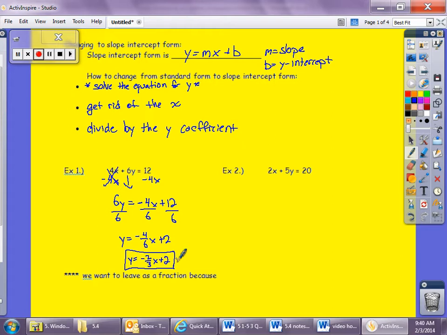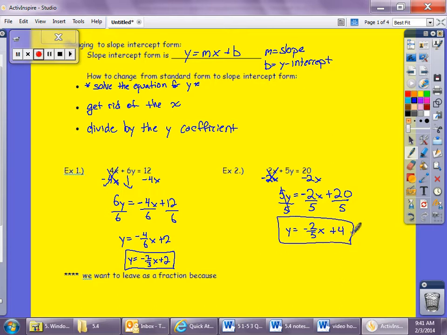We look at example 2. Once again, we want to solve it for y, so we get rid of the x, so we do minus 2x. So we have 5y equals, I bring down this, so it's a negative 2x plus 20, and we divide by the y coefficient, which is 5. So y equals negative 2/5 x plus 4. So that's how we solve it for y.